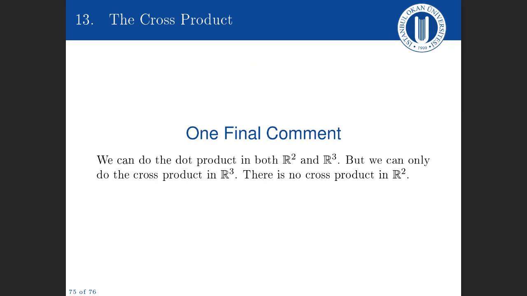One final comment. We could do the dot product in both R2 and R3, both two-dimensional space and three-dimensional space. But we can only do the cross product in three-dimensional space. Why is that true? Remember, when we're defining the cross product, we have to use our left hand to decide the direction. We can't use our hand in two-dimensional space. We can only use our hand in three-dimensional space. So just be aware that there is no cross product in two-dimensional space.